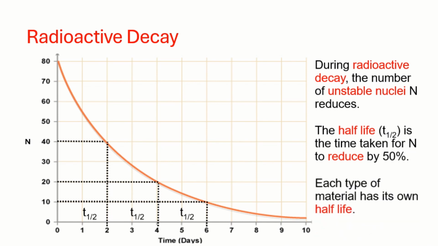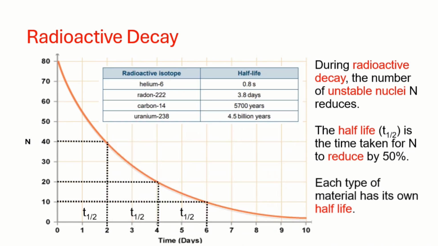Now, half-life is specific to the material. So I'm just going to show you some examples of half-lives here. If we had, for example, helium-6, that has a half-life of 0.8 seconds. However, radon-222 has a half-life of 3.8 days, which is quite long. Compare that then with uranium-238, which is 4.5 billion years.